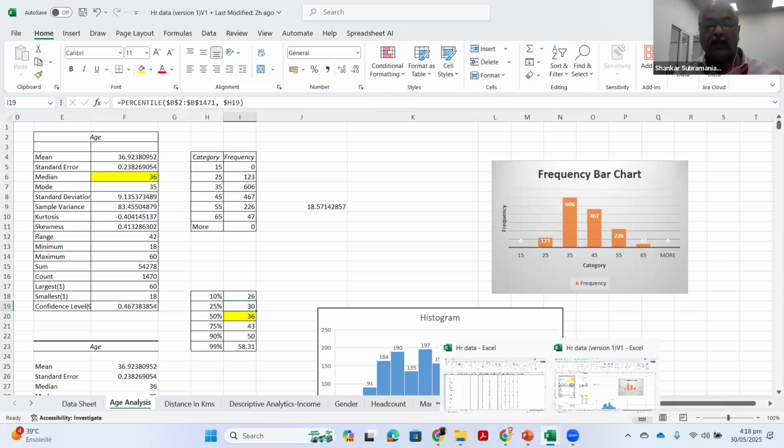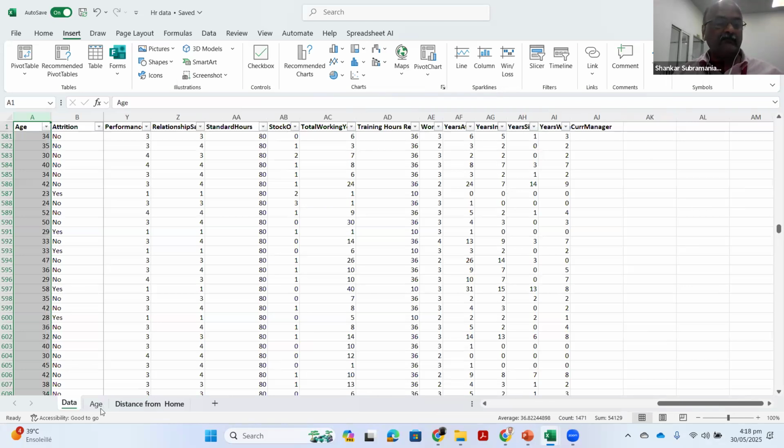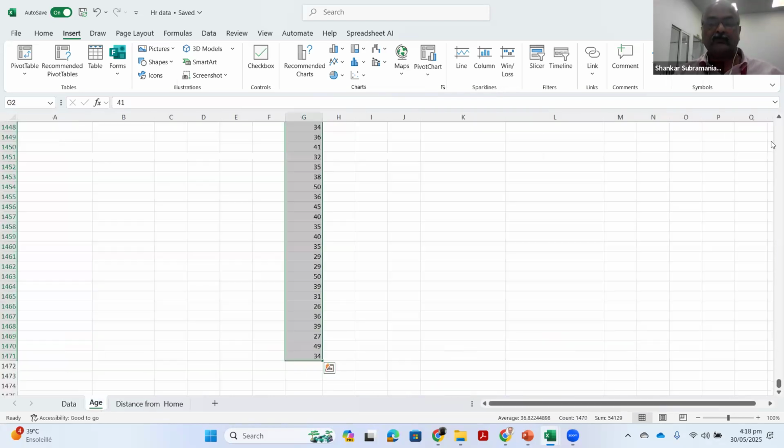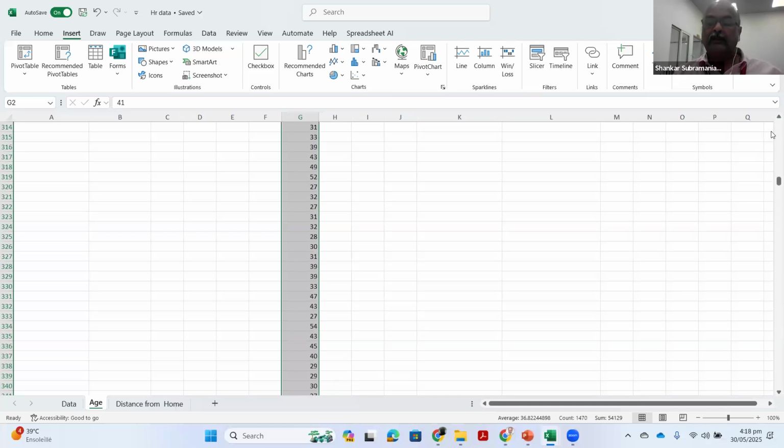Okay, so going back to this is the data, the same data which we used. I just showed you what the mean, median, and mode indicate and how you go about inferring this.